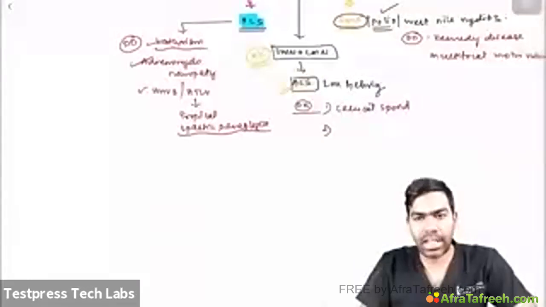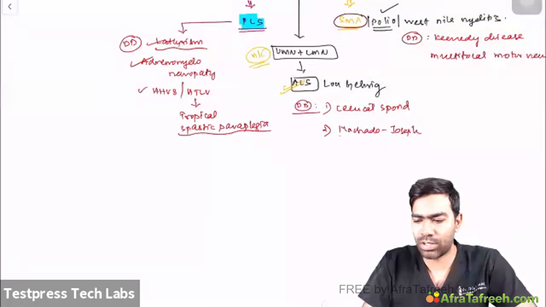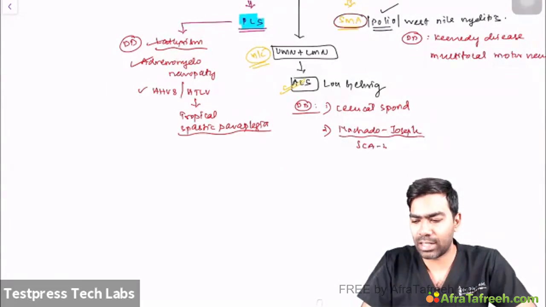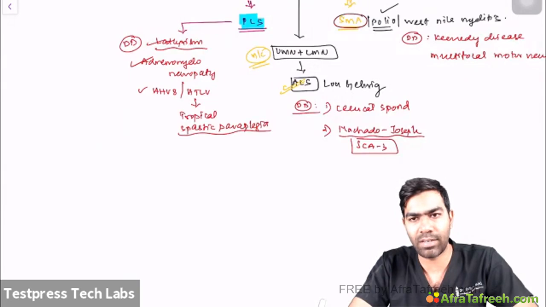And the second DD for ALS is Machado-Joseph disease. These are new terminologies, Machado-Joseph. So Machado-Joseph is basically SCA3, that is spinocerebellar ataxia type 3, which will have pyramidal features also. Along with that, they will have ataxia. It's one of the closest DDs for amyotrophic lateral sclerosis, Machado-Joseph disease, spinocerebellar ataxia type 3.